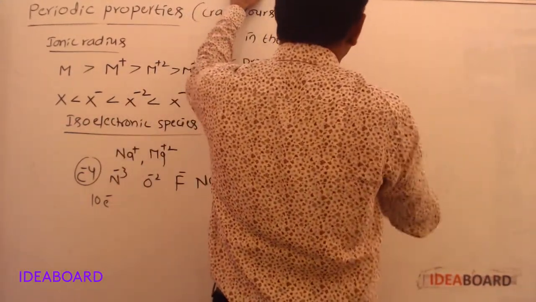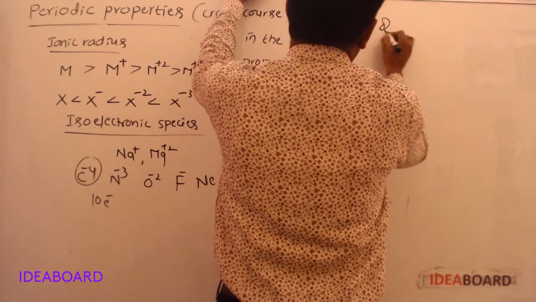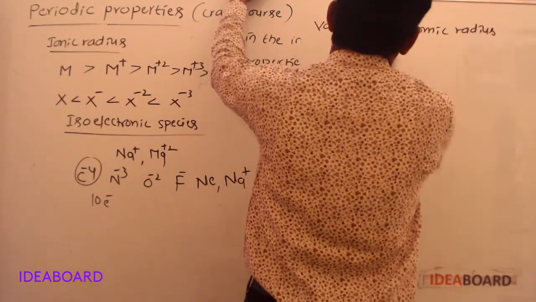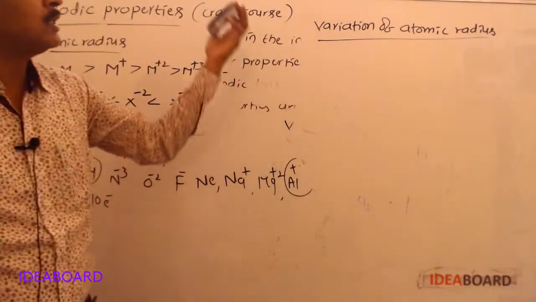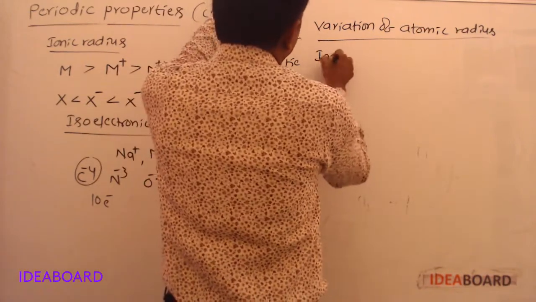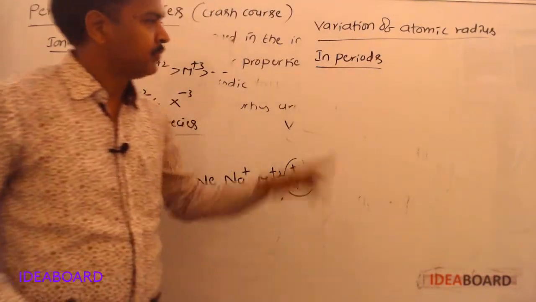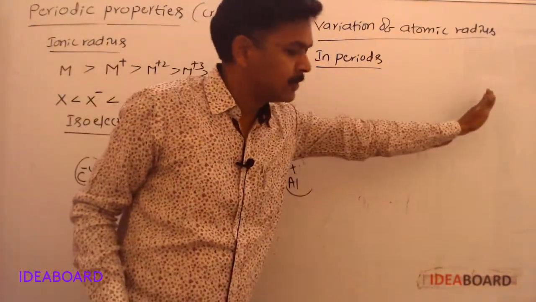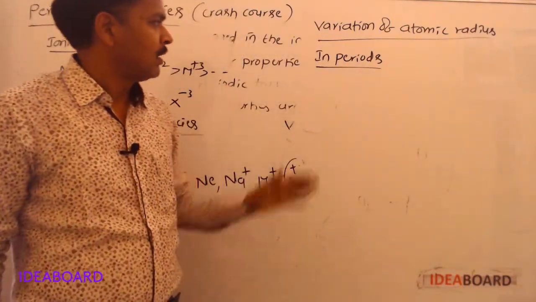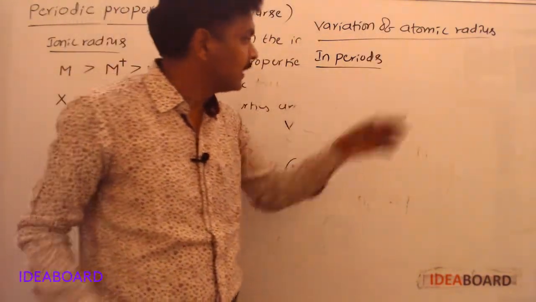Next, variation of atomic radius. Variation of atomic radius means how the atomic radius changes in the periods and groups. See, first in periods. In periods from left to right, as the atomic number increases, atomic radius decreases.